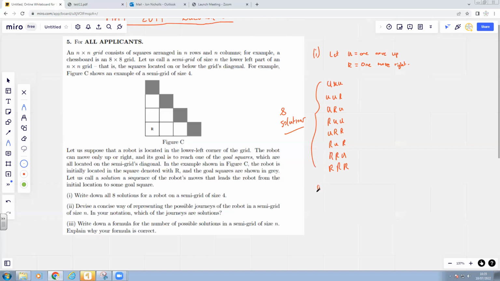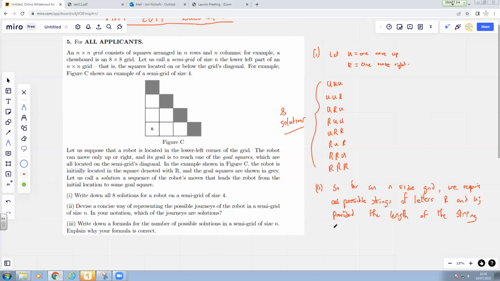Now, part two: devise a concise way of representing the possible journeys of the robot in a semi-grid of size n. In your notation, which of the journeys are solutions? I'm pretty much going to follow what I did here. For an n size grid, we require all possible strings of letters R and U, provided the length of the string is n minus one. Then it will be a solution.